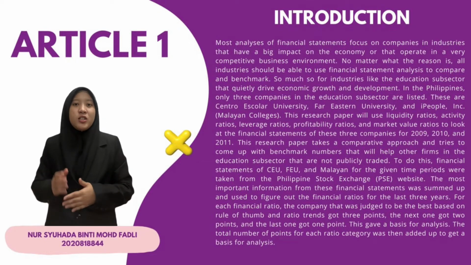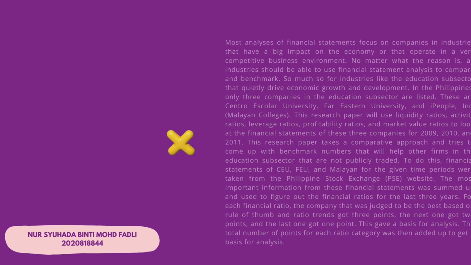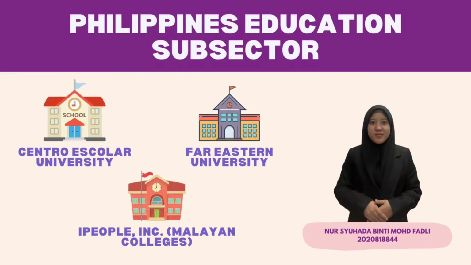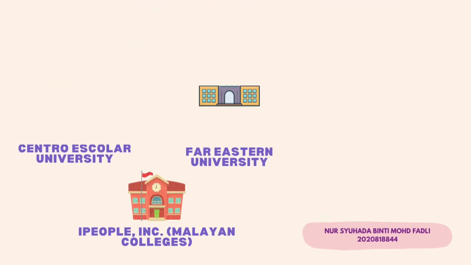For each financial ratio, the company that was judged to have the best ratio trend got 3 points, the next one got 2 points, and the last one got 1 point. There are 3 Philippines education subsector companies in this research. They are Central Escolar University, Far Eastern University, and iPeople Incorporation, also known as Malayan College.